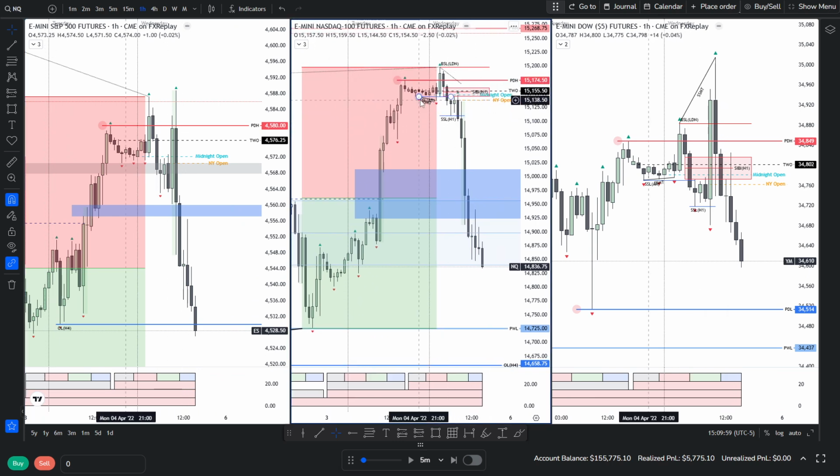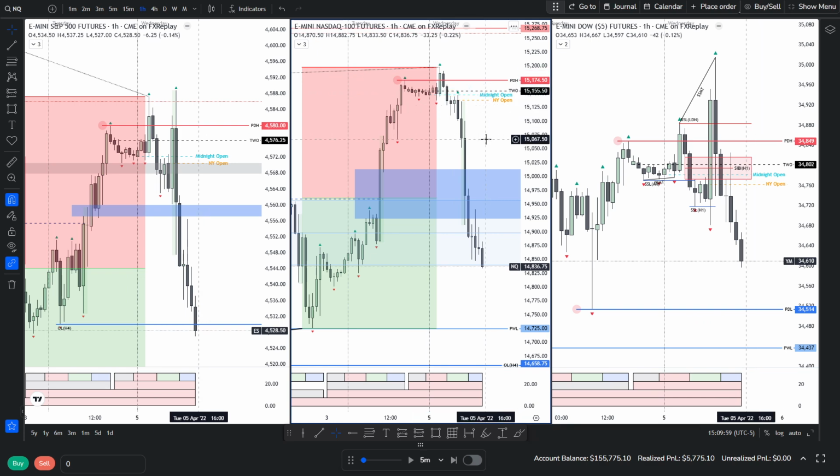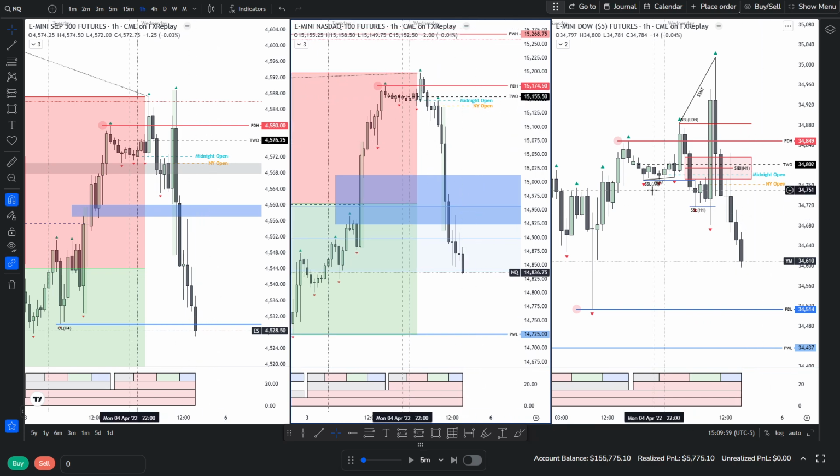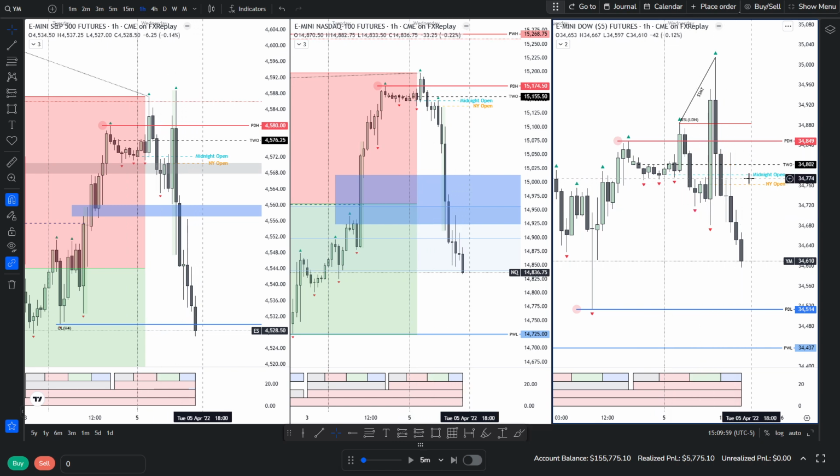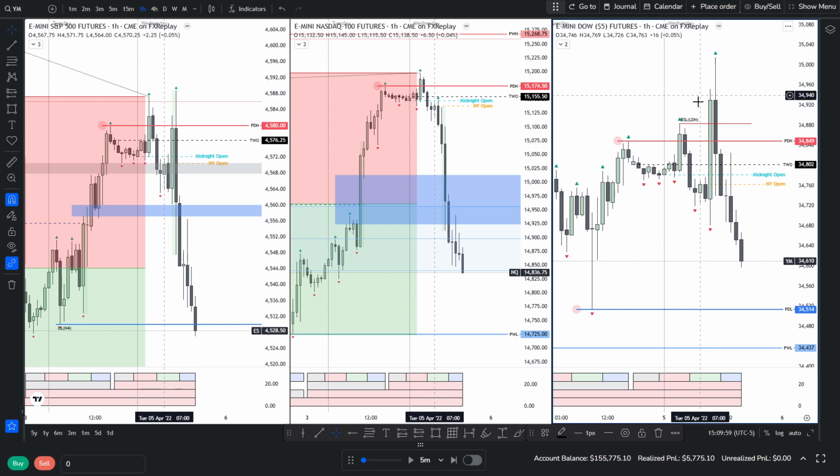But what it clearly indicated was that the narrative in terms of where I think price is drawing to and why is very much accurate, I believe anyway. I don't always call it right, but a lot of the time I like to think that I do. So that was the low time frame there.